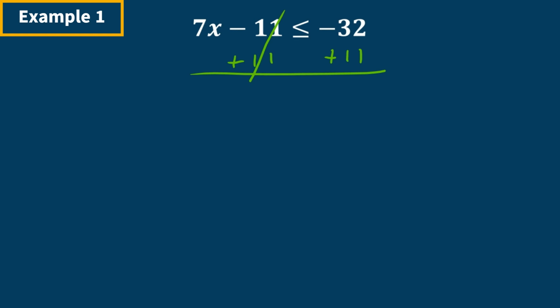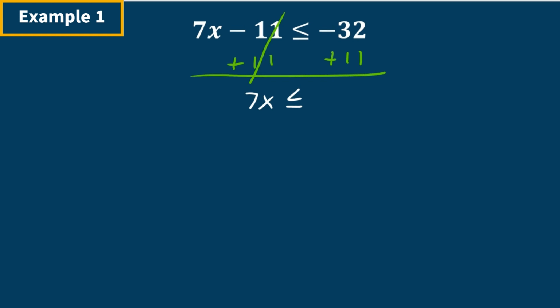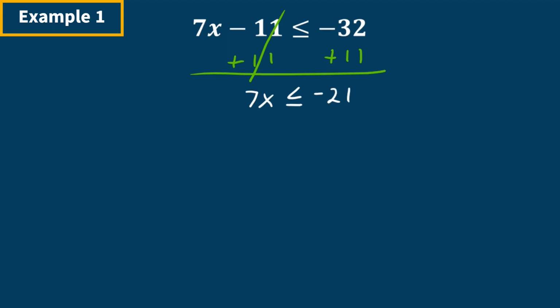And what we're going to have left over on the left-hand side is 7x. And then we write down our inequality there, which is less than or equal to. Negative 32 plus 11 is going to give us negative 21. And now we have 7 times x, so that means we do the opposite, which is division, to get x by itself. So we're going to divide by 7 to both sides. These 7s cancel. What we have left over is x is less than or equal to negative 3.